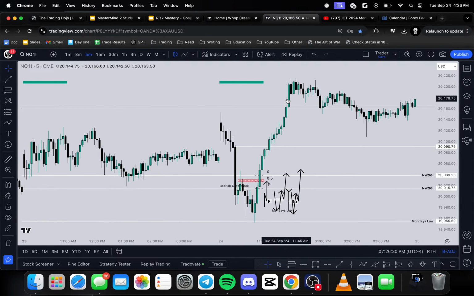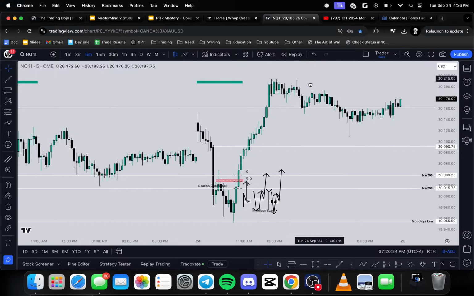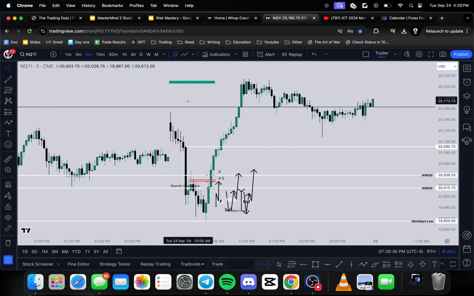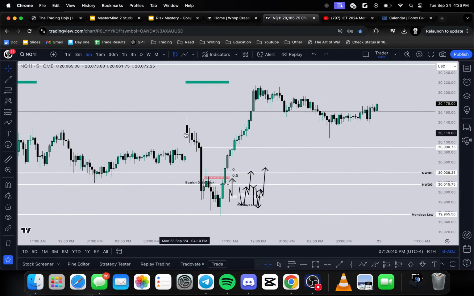It doesn't mean it's a necessary confluence to learn because, look, price is up here now. It's no longer going to reference it. So you can avoid trading it. If it's too complicated for you to learn, don't learn it.